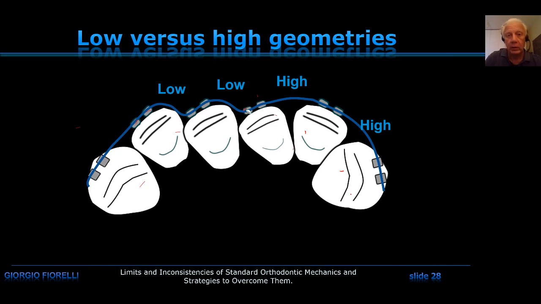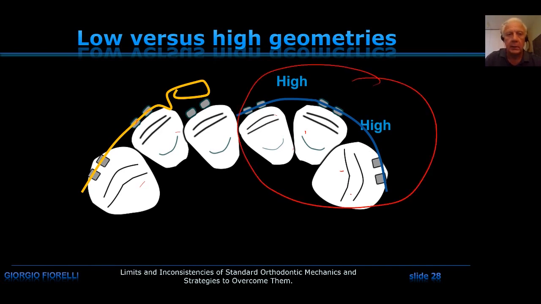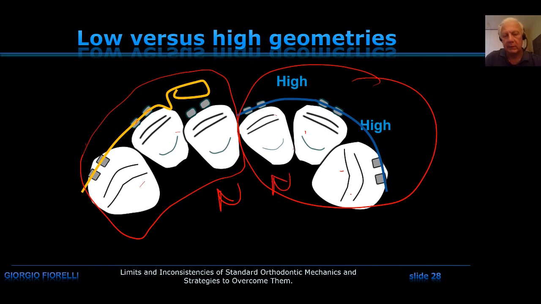But what we need to work with when we are working with low geometry is the rectangular loop or box loop. So in this case, I would definitely use a straight piece of wire in this area and a rectangular loop in this area. This would lead to the rotation of these two teeth.